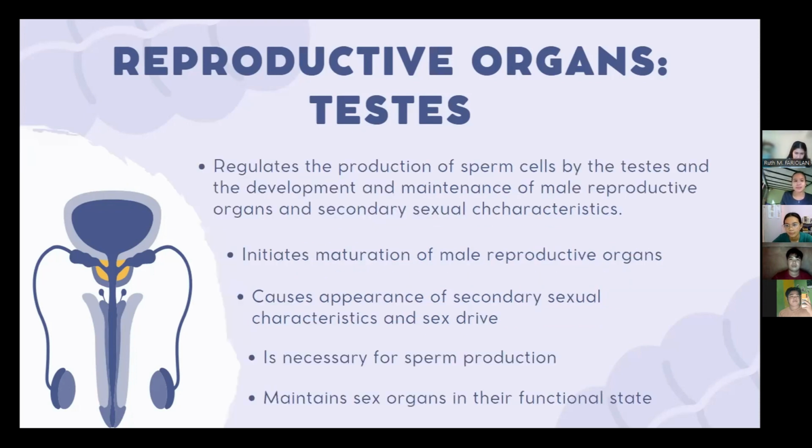Next, please. It also regulates the production of sperm cells by the testes and the development and maintenance of male reproductive organs and secondary sexual characteristics. It initiates maturation of male reproductive organs, causes appearance of secondary sexual characteristics and sex drive, and it is necessary for sperm production, and it maintains sex organs in their functional state. It also plays a key role in the development of male reproductive tissues and characteristics. In addition to its reproductive functions, testosterone also influences muscle mass, bone density, and overall energy levels in both men and women, although it's present in higher levels in males.